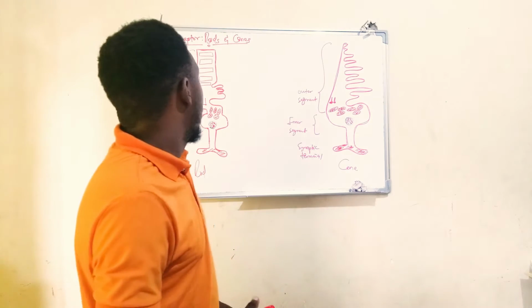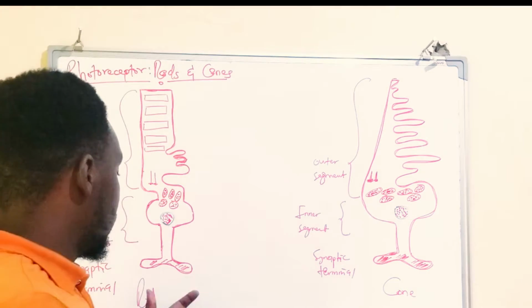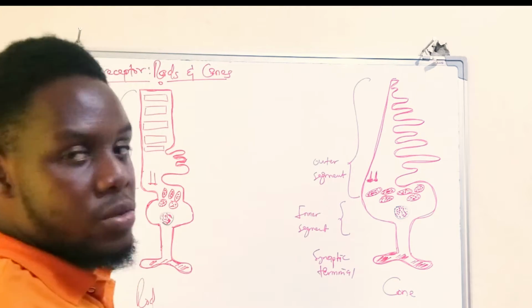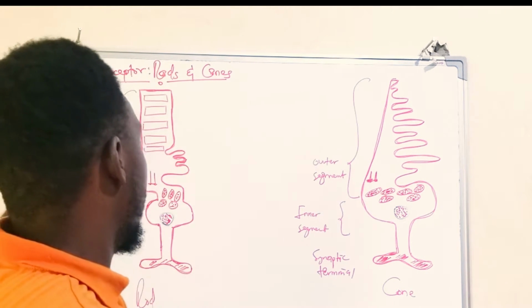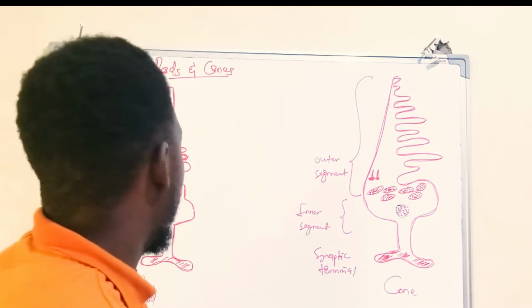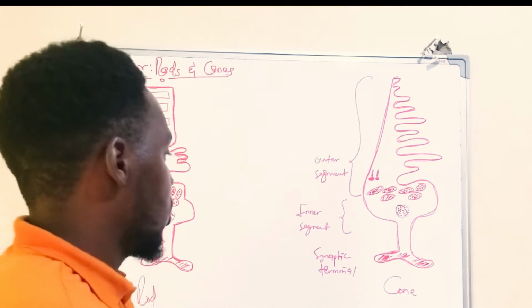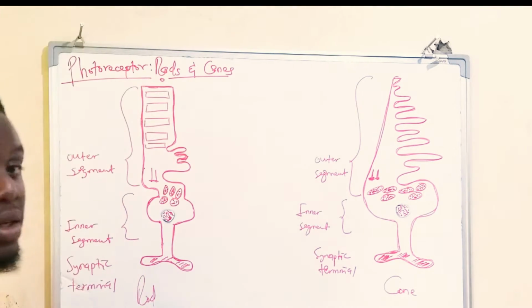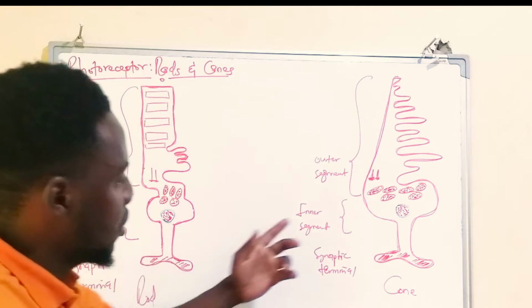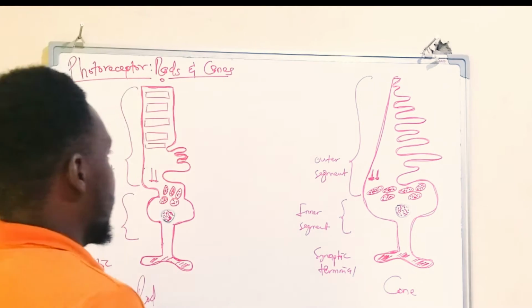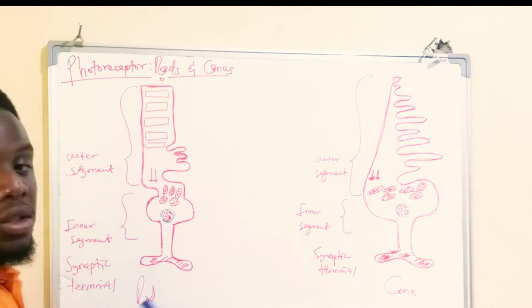So we have two photoreceptors, the rods and the cones. The rods are named so because of their rod-like structure, while the cones are conical in shape. Both of them have three parts: the outer segment, the inner segment, and the synaptic terminal. Those are the things that are common to these photoreceptors.